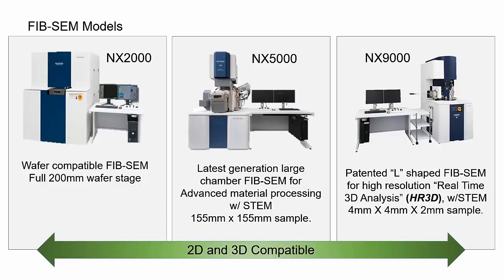Those are a few typical examples that you would see on that class of electron microscopes, whether it's field emission, nanometer scale imaging, or even variable pressure for non-conductive material. But how about if we take a look at FIB-SEMs as well? Here, to give you an idea of the different ranges of FIB-SEMs that Hitachi offers, we have the NX2000, which is a 200 millimeter wafer-capable FIB-SEM. There's the NX5000, or the Ethos NX5000. This is our latest generation large chamber FIB-SEM.